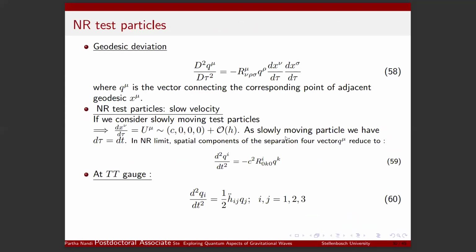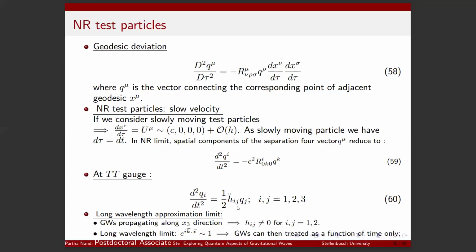So using this approximation, we arrive at the geodesic deviation equation, which looks like a very simple form, basically a Newton's law equation of motion. Here we have made use of the following approximation. We consider the gravitational wave propagating along the z direction.